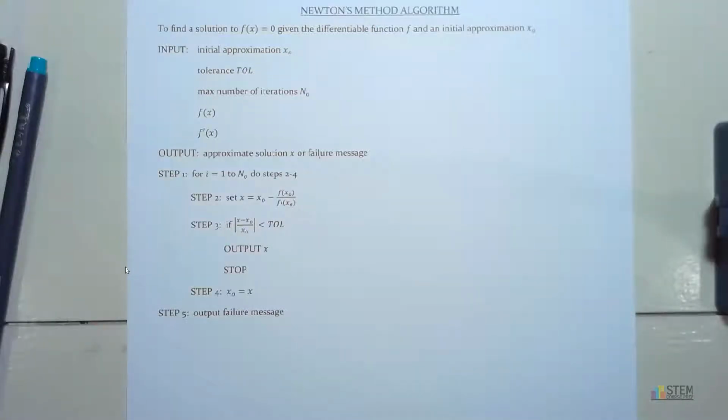Okay, let's go over the algorithm for Newton's method, and then we will do an example after this, because this algorithm is not going to take very long. This is actually a really easy thing to code up. It's pretty short and usually is pretty easy to do.